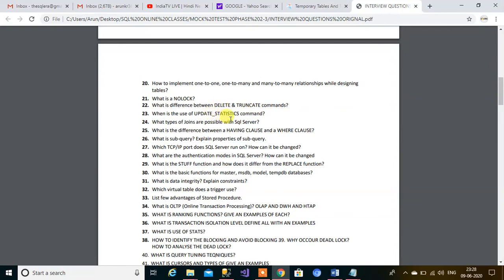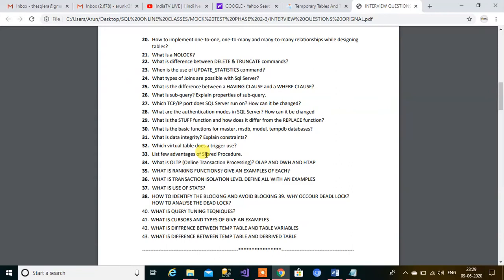Data statistics. What types of joins are possible with SQL? There are different kinds of joins, and joins are very important. Every interviewer asks you these questions. So you need to be clear about this concept: how to use joins, when you need to use joins, and which one to use, left join or right join.